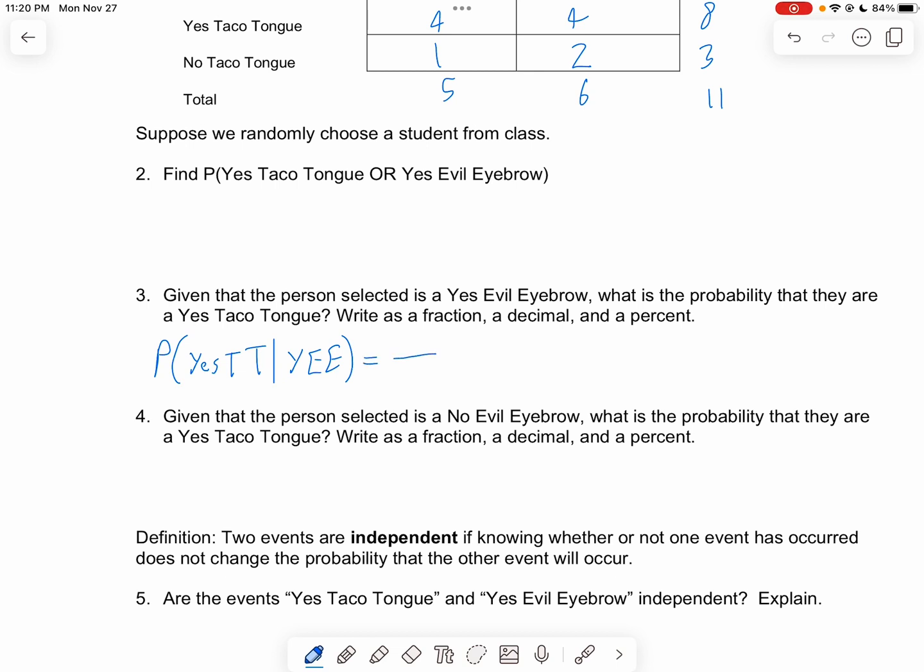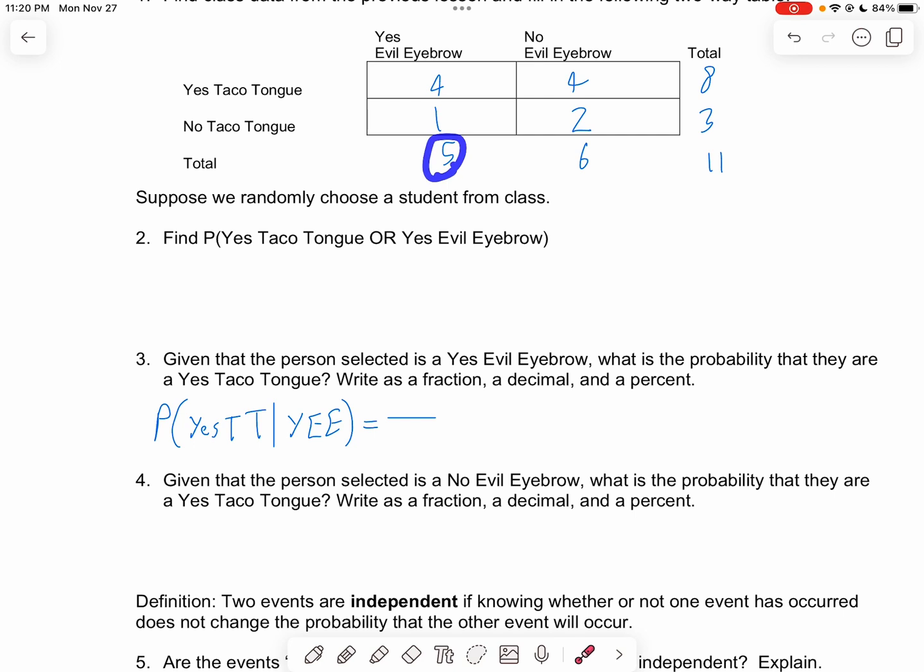And we're going to write our probability out as a fraction. Now, because that condition exists, we have a limited pool to go from. We're not going from the total 11 that most of our probabilities have been before. Our new total is out of that 5. So that's going to go right on the bottom here. And the yes taco tongue isn't going to be 8. You can't even have a probability that's 8 out of 5. It's going to be just those within this column of the yes evil eyebrow, within this condition. And we can see there 4 out of 5. And there we go. We've got our probability.